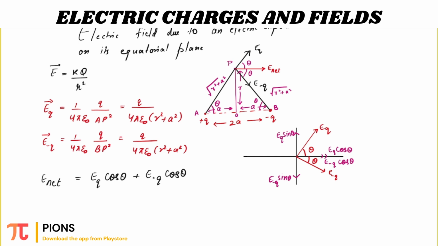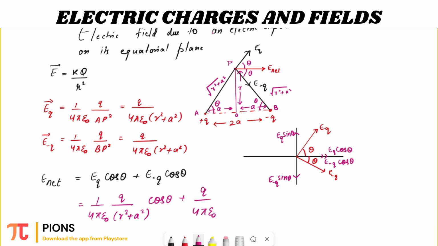Why? Magnitudes are the same and directions are opposite. It's like two forces: if somebody is pulling a table from one side with 10 Newton and on the other side also 10 Newton, the table will go nowhere, right? Because equal and opposite forces will cancel out. Now, EQ, we know that it's 1 by 4 pi epsilon naught and Q over R square plus A square, cos theta. And E minus Q is Q by 4 pi epsilon naught R square plus A square, cos theta.